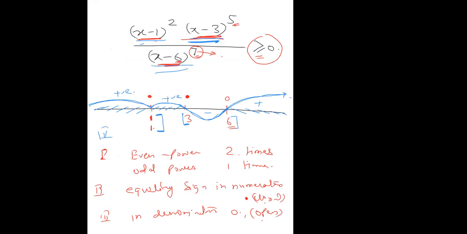Like you have to see the power of the factors. If it has even power, it will not change. If it is positive, it will be positive. If it is negative, it will be negative. If it has odd power, it will change. Okay, everyone, note down, please.